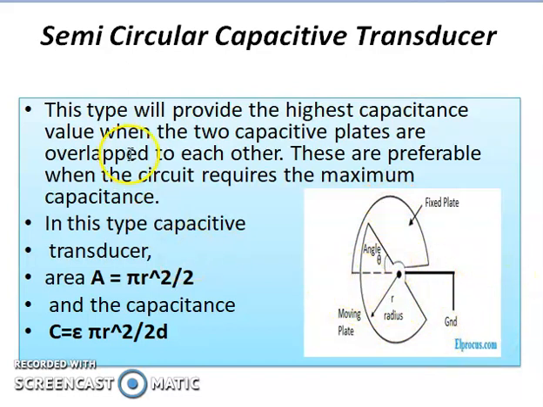In this type of capacitive transducer, the area is equal to pi r square divided by 2 and the capacitance is equal to epsilon times area divided by d. That is, the capacitance is directly proportional to A by d, so the equation is epsilon pi r square divided by 2d. When the movable plate is moved, at that time the capacitance also changes according to the area of the plate that is increased.